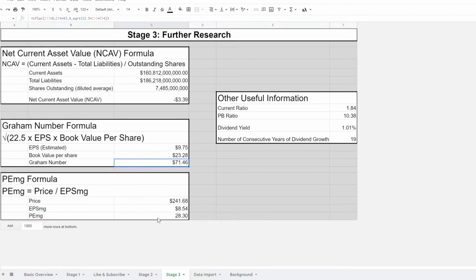The PEMG, again, we get a PEMG of 28.3, current ratio 1.84, PB ratio of 10.38, dividend yield of 1%, and 19 years of dividend growth. So it's very close to getting that 20th year. If there's anything else you want me to talk about in this stage, please leave a comment and I might be able to add it to this area.